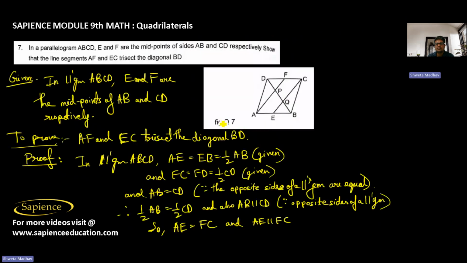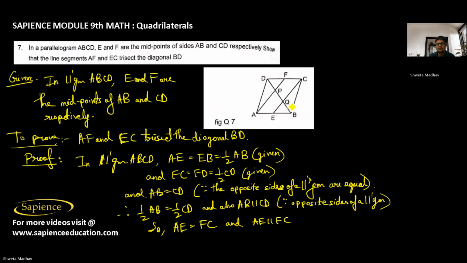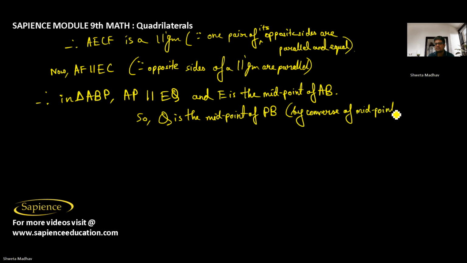E is the midpoint of AB. Q is the midpoint of PB, since by using the converse of the midpoint theorem. So therefore, we can say that PQ is equal to QB.